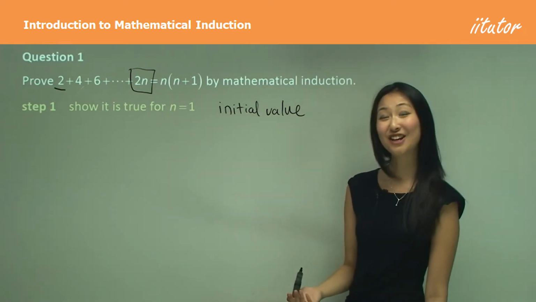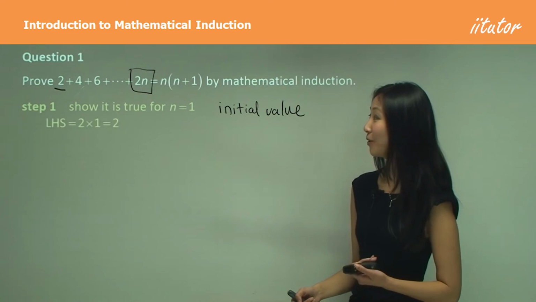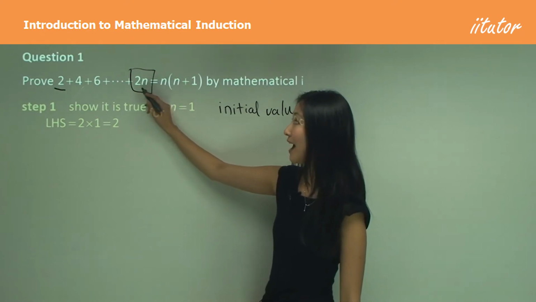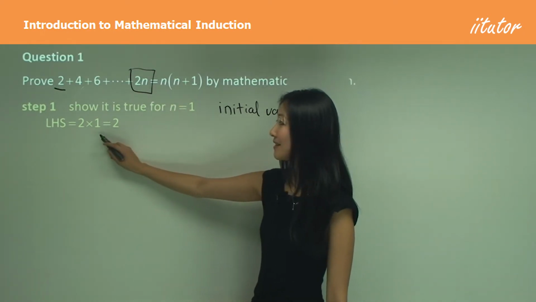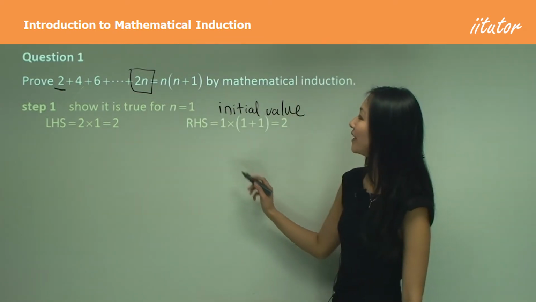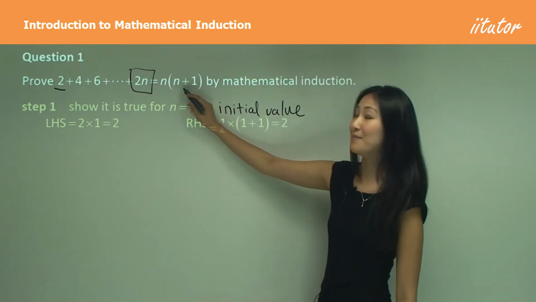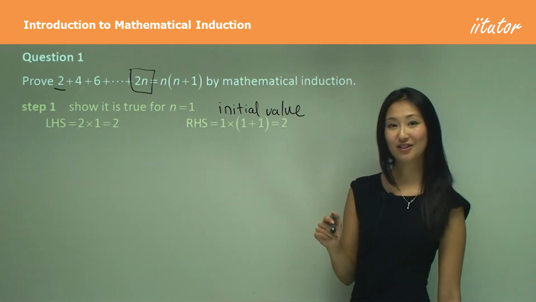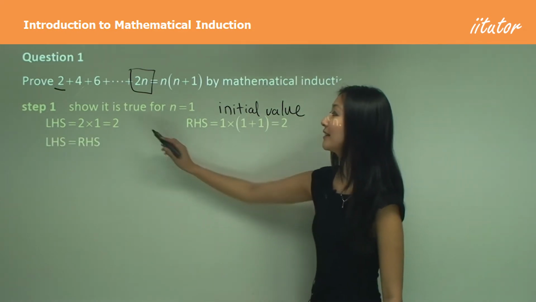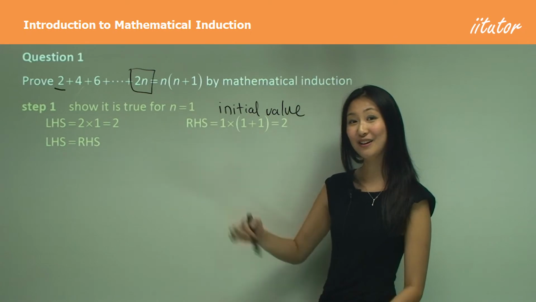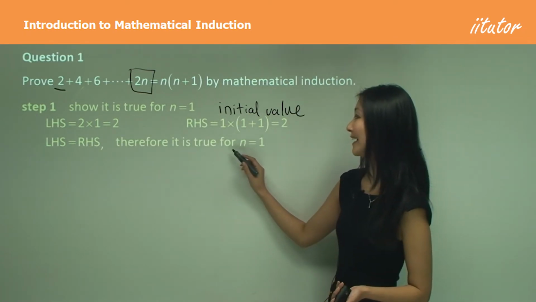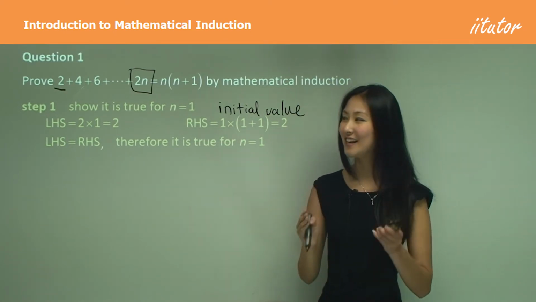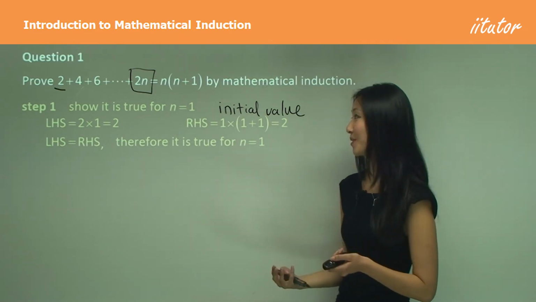All right, so how do we show it's true for n equals 1? Well, for all proofs, we start off with the left-hand side. So using the general formula, we have 2 times n, with n equals 1. So 2 times 1 equals 2. And then we look at the right-hand side, which is n times (n plus 1). So that's going to be 1 times (1 plus 1), which also equals 2. So now we've shown that the left-hand side equals the right-hand side. So therefore, we can make the conclusion that it is true for n equals 1. So what we've done is that we've proven that yes, there is definitely that initial push, the initial starting process.